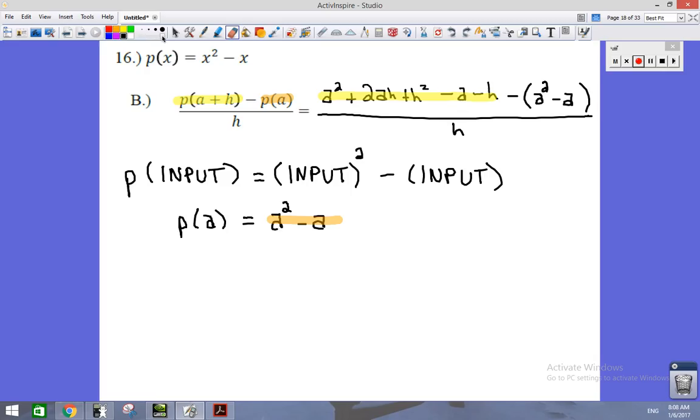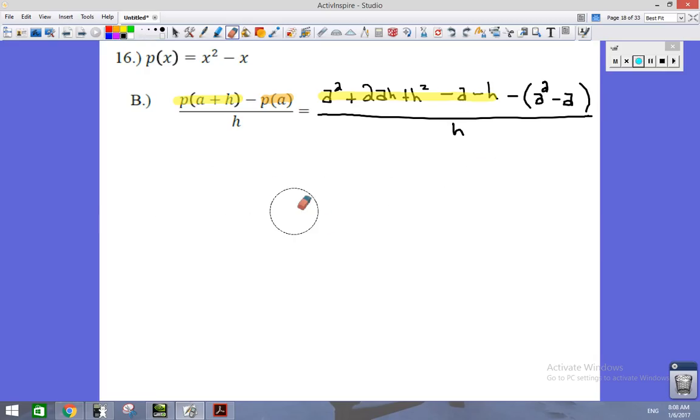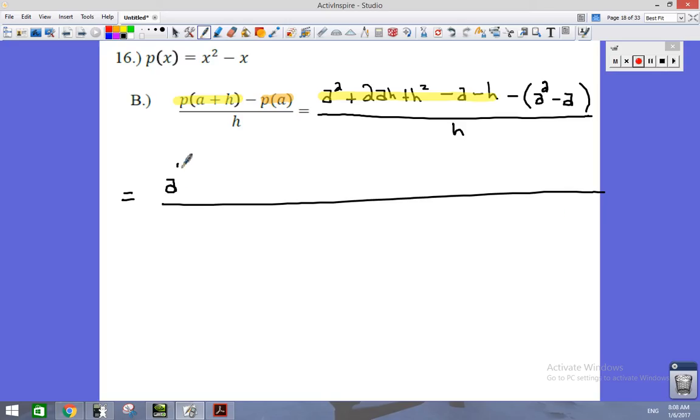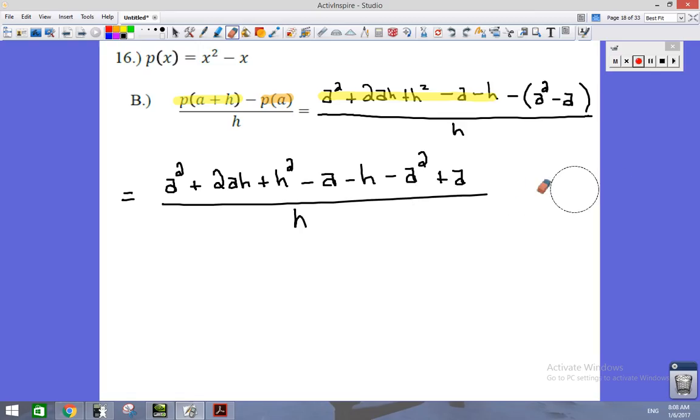Okay, so now they expect us to simplify this fraction. And there's one nice thing about this difference quotient that we'll see here in the numerator. We've got these different terms, and we want to look for like terms. So I have a squared plus 2ah plus h squared minus a minus h. I'm going to distribute that subtraction, minus a squared plus a. And all this is still being divided by, each of these terms is being divided by h.